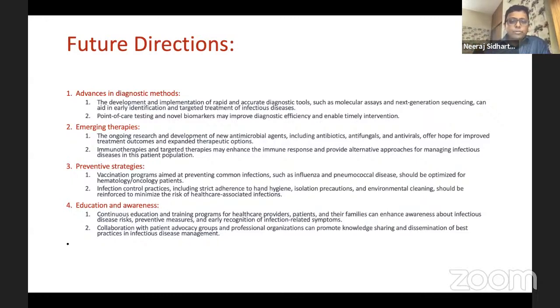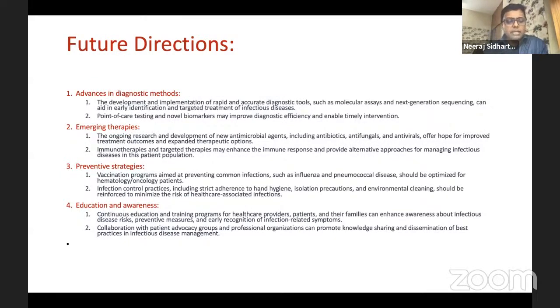And also, as we talk, we have emerging new antibiotics which are coming. And there are immunotherapies, which I have not mentioned. Some of the immunotherapies, especially for viral infections, would be adoptive T-cell therapy, and some other targeted therapies for other infectious pathogens. Now, another strategy which is very overlooked in hematology and oncology patients is vaccination.